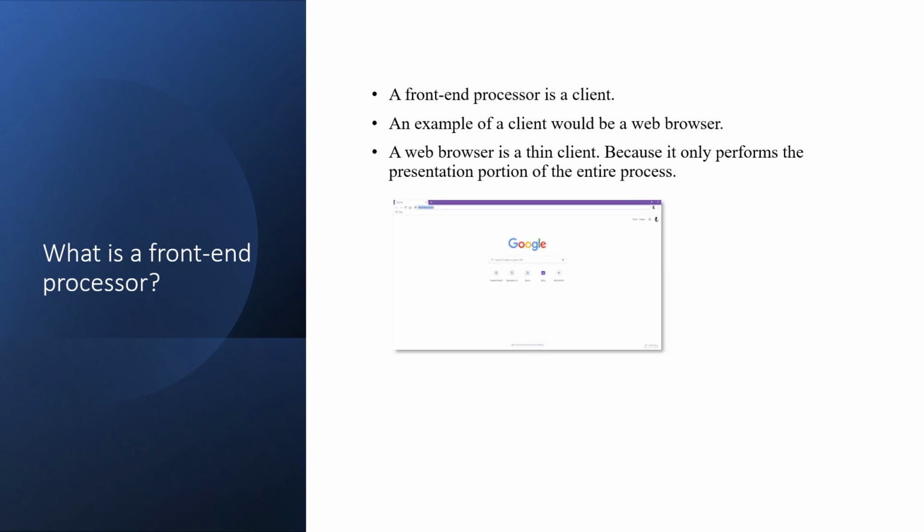What is a front-end processor? A front-end processor is a client. An example of a client would be a web browser. A web browser is a thin client because it only performs the presentation portion of the entire process. This could be Chrome, Opera, Netscape Navigator, and so forth.